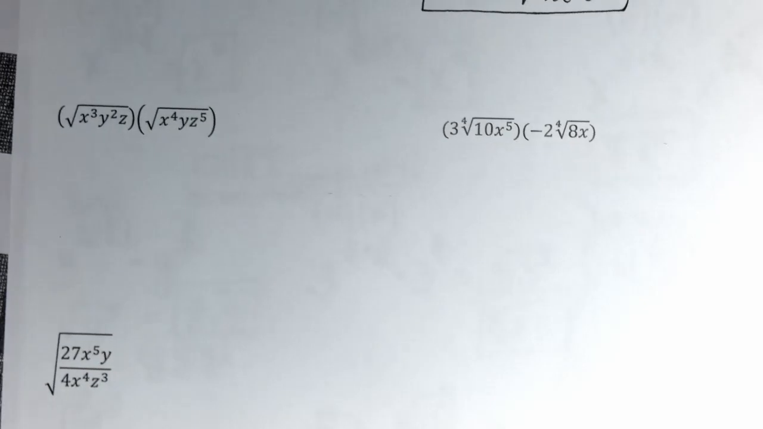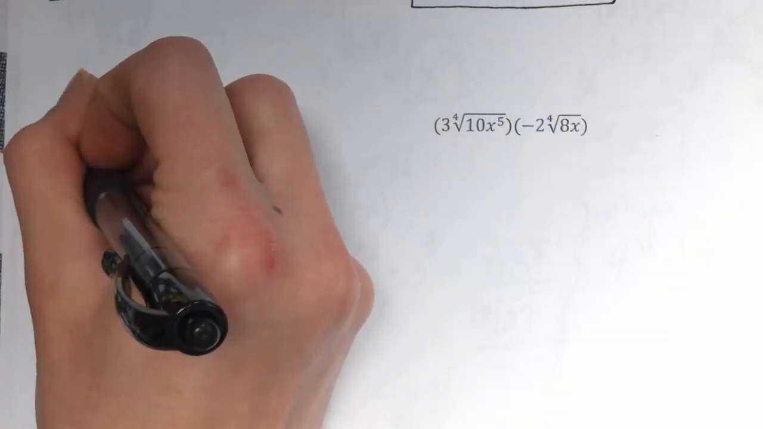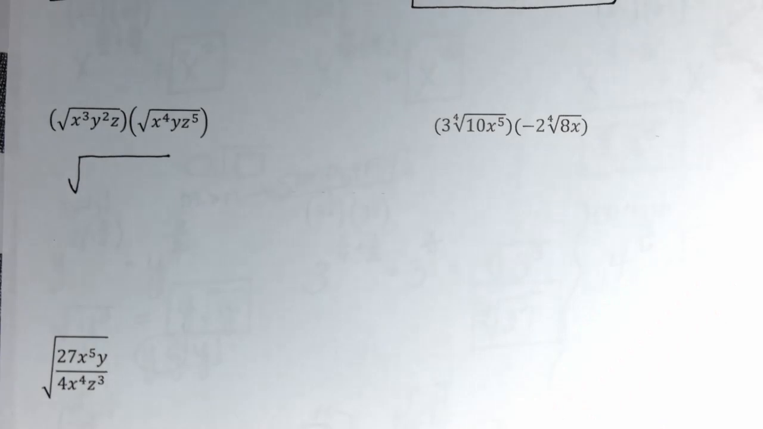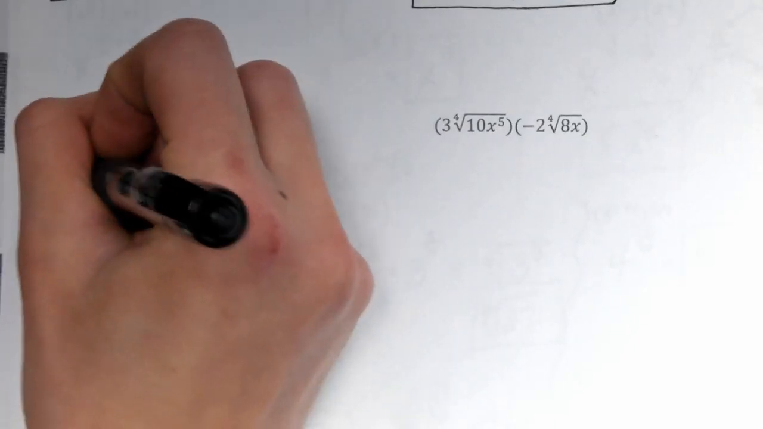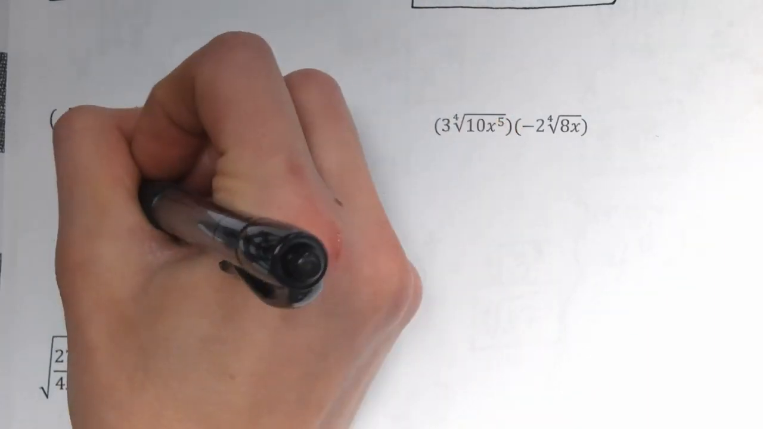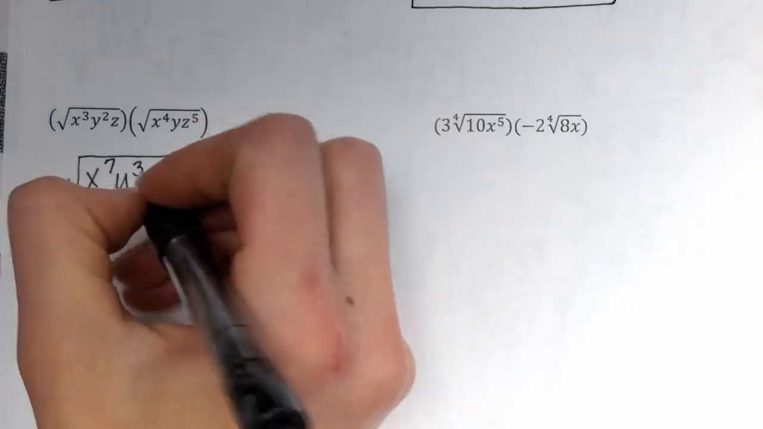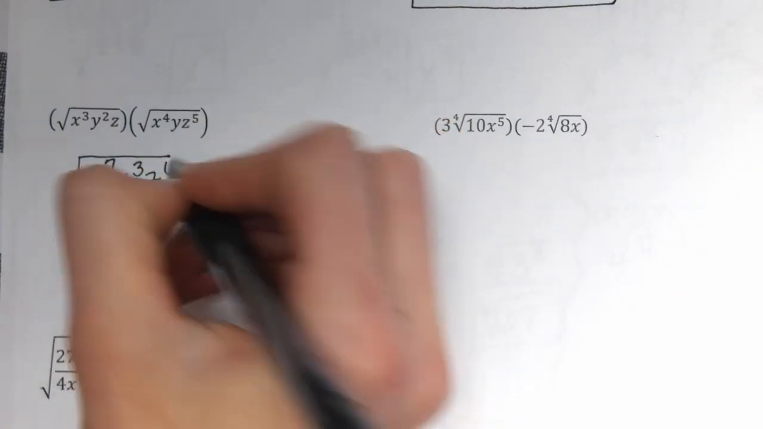All right, square root of x cubed y squared z times the square root of x to the fourth y z to the fifth. I'm multiplying. So what do I do with my exponents? I add. So x to the third power times x to the fourth is x to the 3 plus 4 is 7. Y squared times y, 2 plus 1 is 3. Z and z to the fifth is z to the 6.